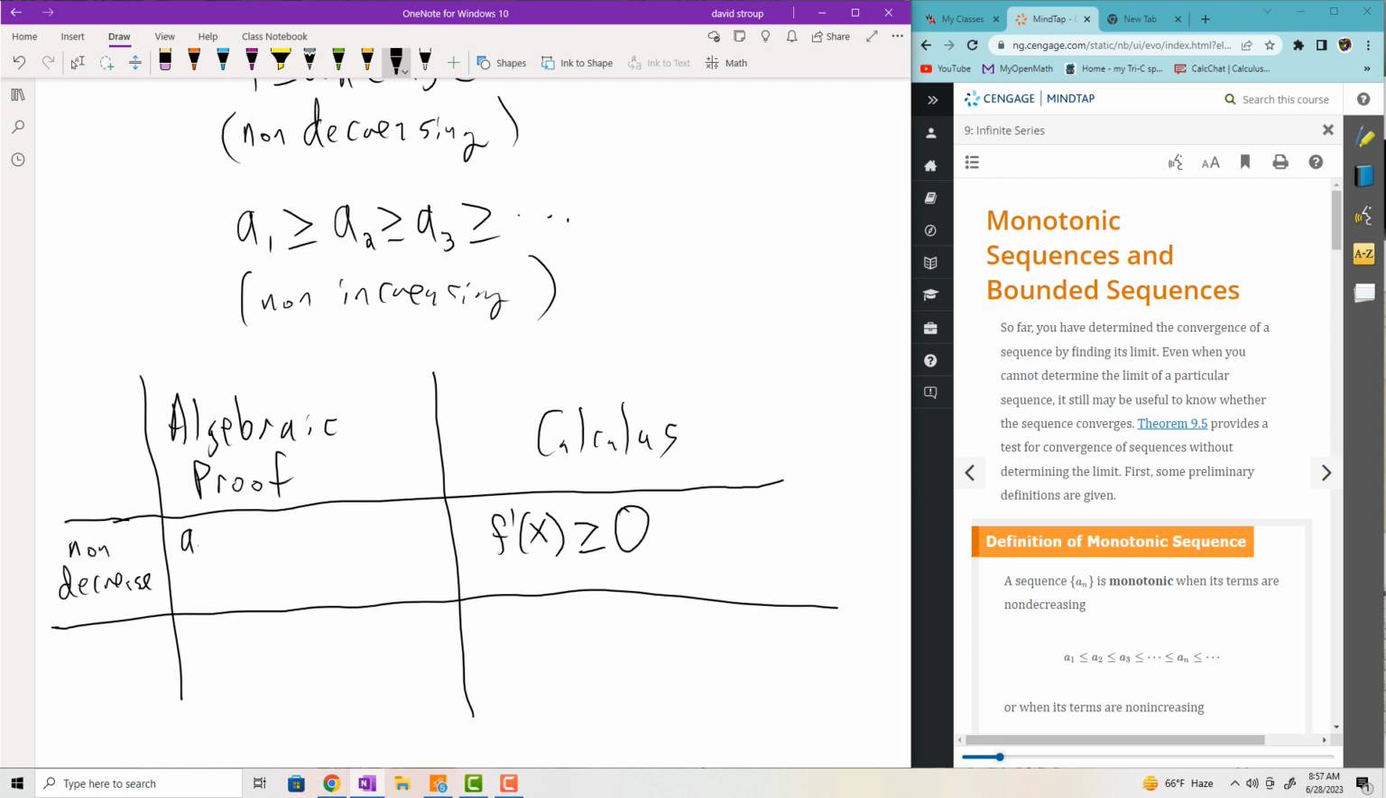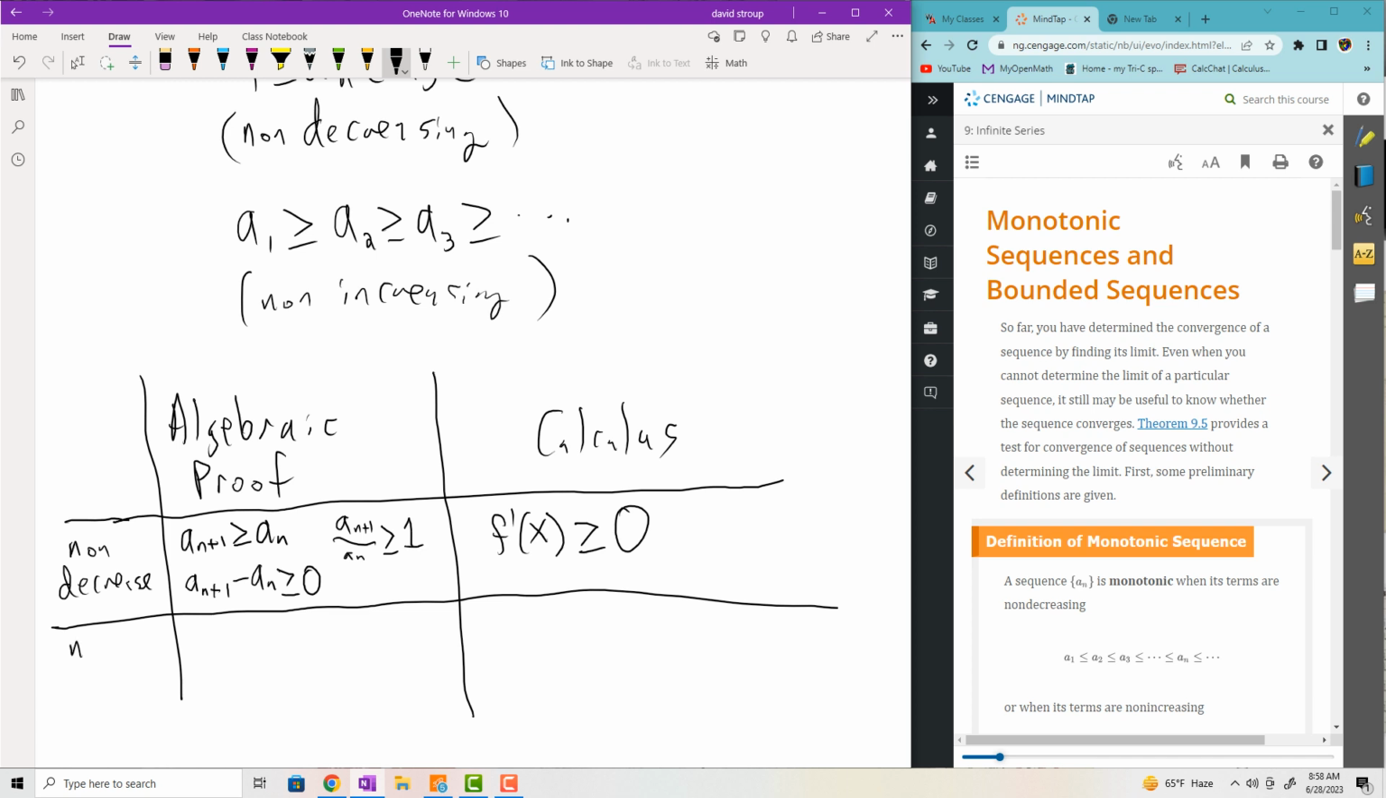Algebraically, what we're trying to prove is that the next term in line, a sub n plus 1, is greater than or equal to the term before it. Okay, and you can do that in multiple ways. You can build inequalities, but usually I like to make relationships between the difference and 0 or the ratio and 1. So you can just move the a sub n to the other side and prove that that expression is greater than or equal to 0. Or you can divide both sides by a sub n and prove that this expression is greater than or equal to 1.